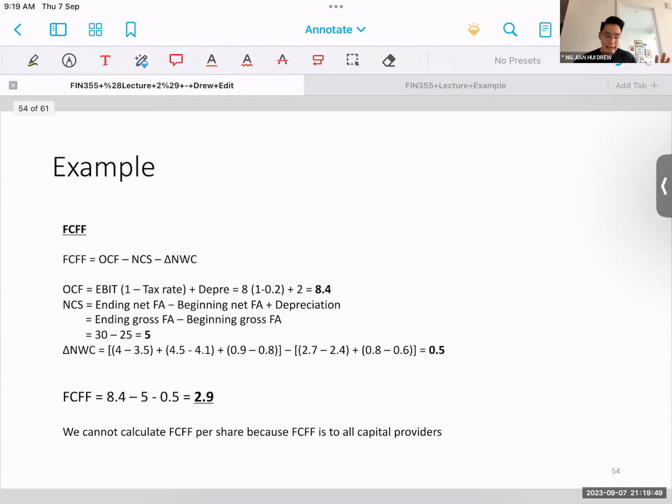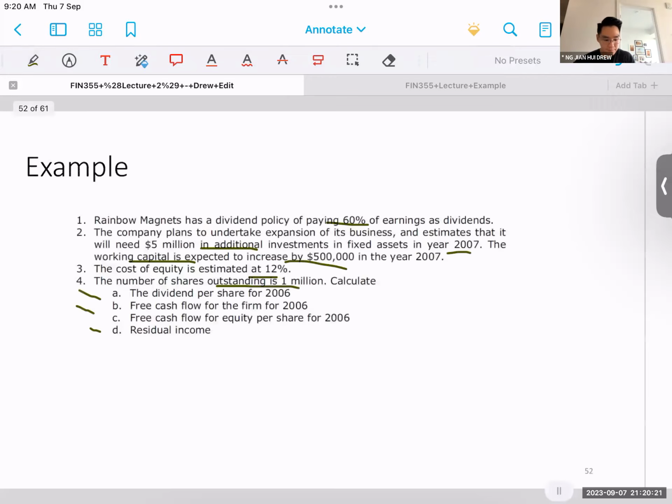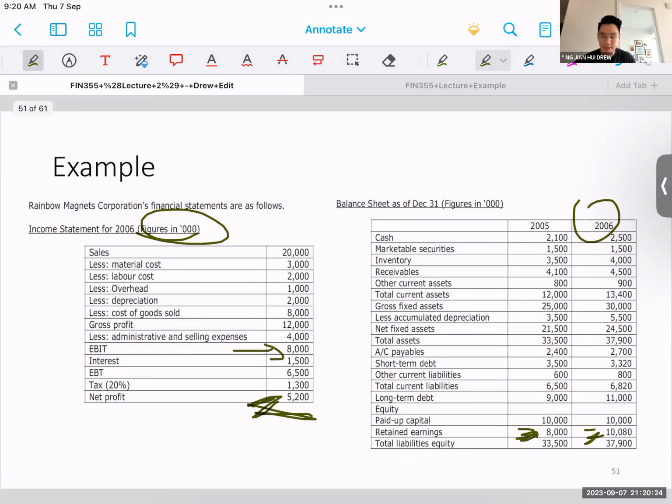Now, we do the FCFF. If you can't recall the formula, flip back to the previous slides where we talked about the FCFF formula. So it's the OCF minus NCS minus this. Let's calculate each component now. For operating cash flow, we use the basic formula, which is EBIT times one minus tax, plus depreciation. Let me flip back to show you the EBIT. We are given EBIT here, that's why I want to use EBIT. It's already given here, so 8,000.